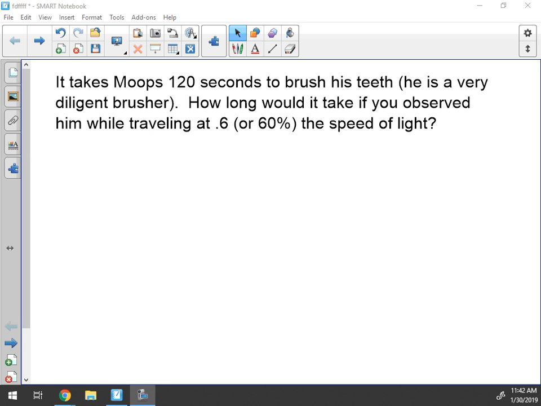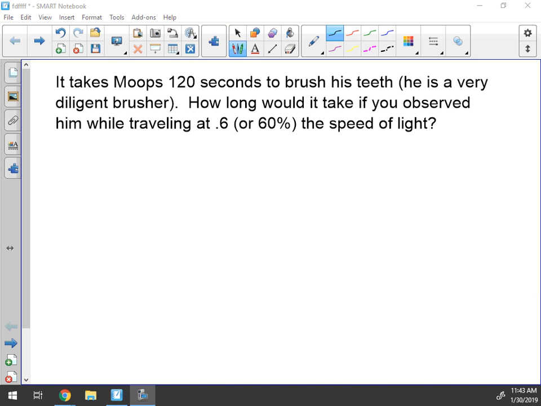This one is on the theory of special relativity, and we're going to look at two problems, one involving time dilation and one involving length contraction. So let's get started. For this problem, it takes Moops 120 seconds to brush his teeth. He is a very diligent brusher, and we're trying to figure out how long it would take if you observed him while traveling at 60% the speed of light.